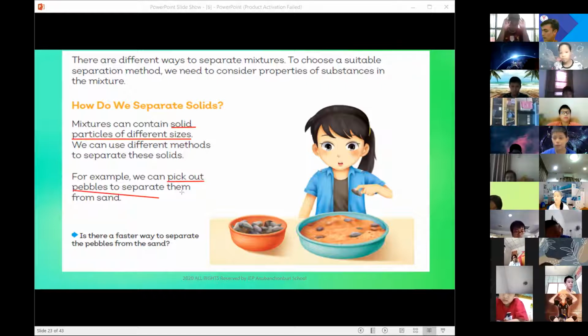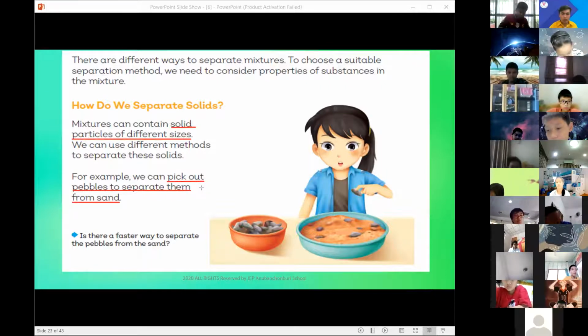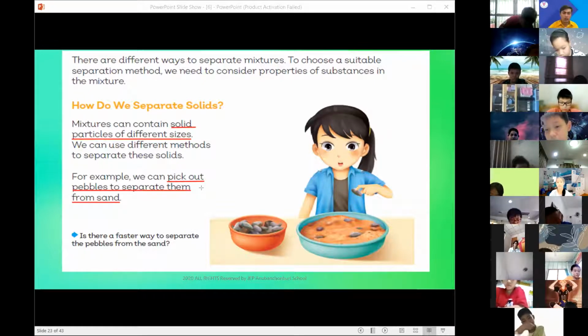For example, you want to separate the pebbles from the sand. Pick the pebbles to separate them from the sand. It means you're going to use your hand, like the one that you can see in the picture. The girl is actually getting the pebbles one by one.